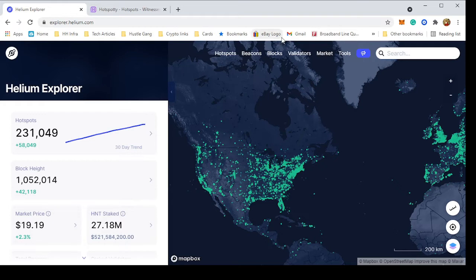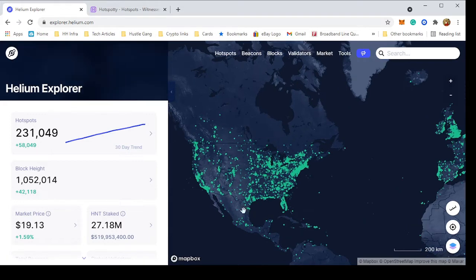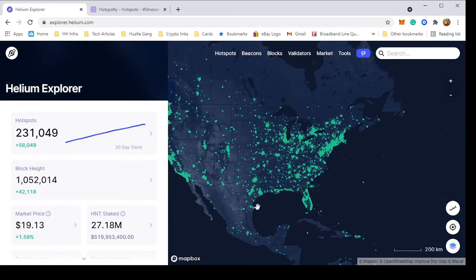So let's go over the big numbers because I got big news. 231,000 hotspots. That's an increase of 58,000 over the last 30 days. The market price is down to $19.19, which is actually up for this week, but it had been a little bit down. And there are 27.18 million staked HNT. All right, so let's go ahead and zoom in.